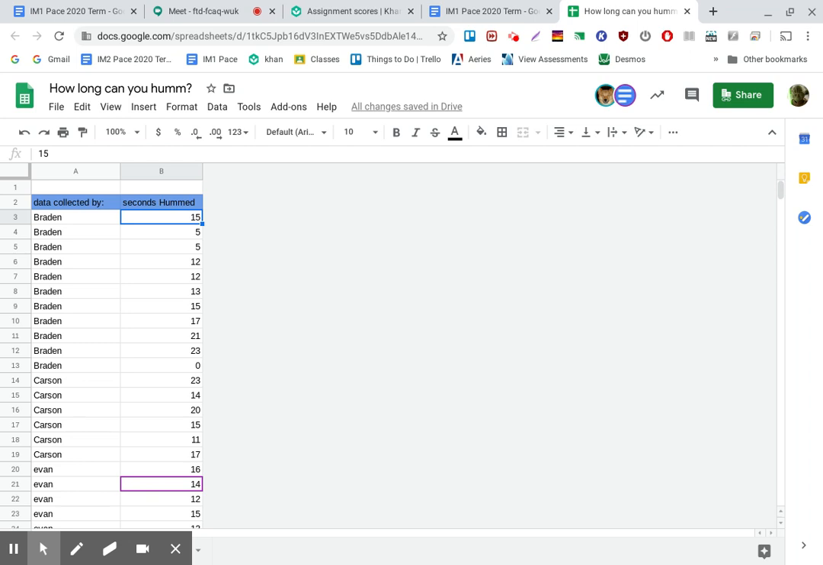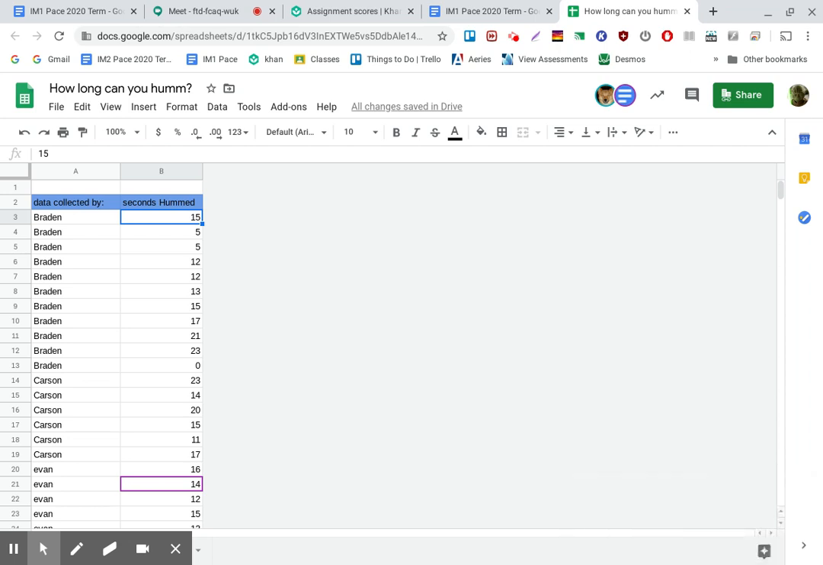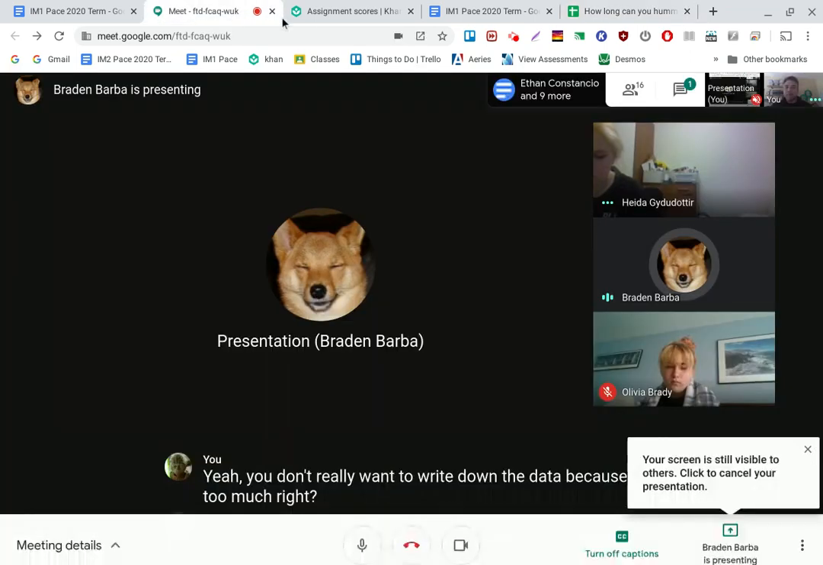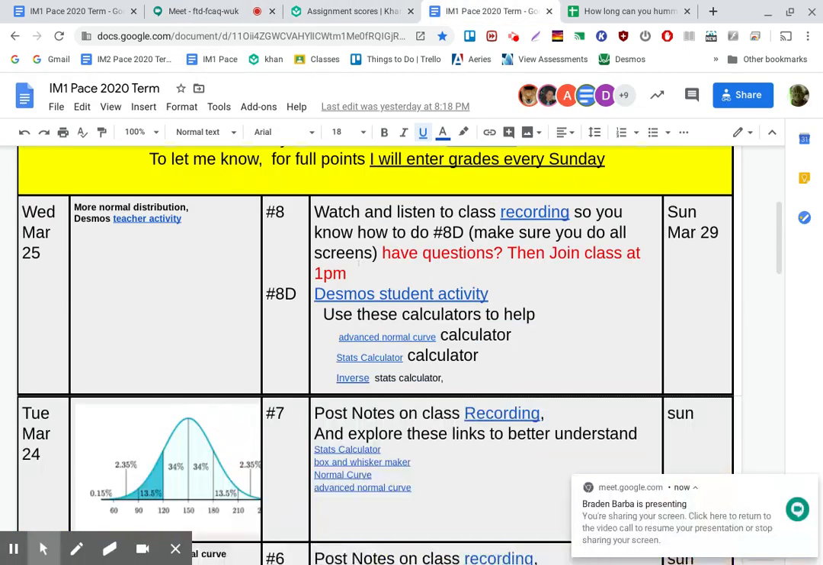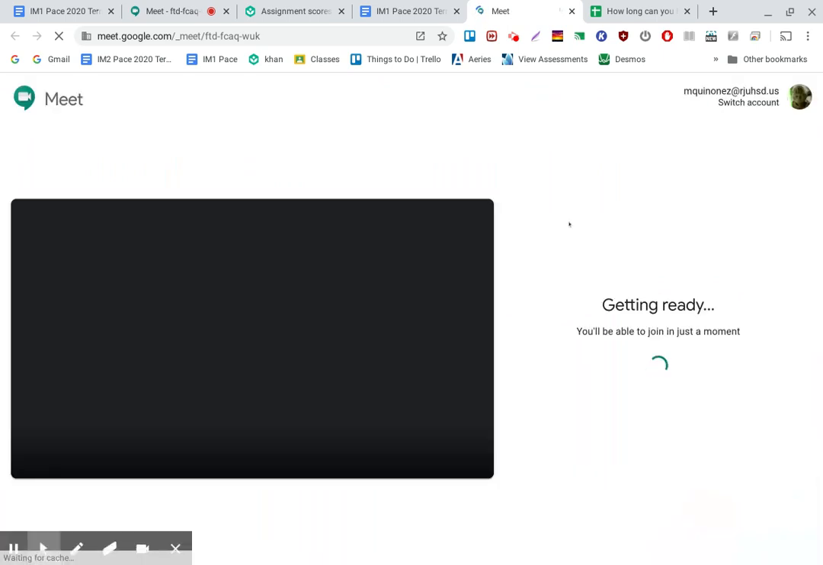How do you want to write down the data? Hello, everyone. You don't actually want to write down the data because it's too much, right? So I copied down all of the data, and I slid it into this 5-number summary calculator, and all of the data is in here. When I hit calculate, this is our min, Q1, median, Q3, and maximum.